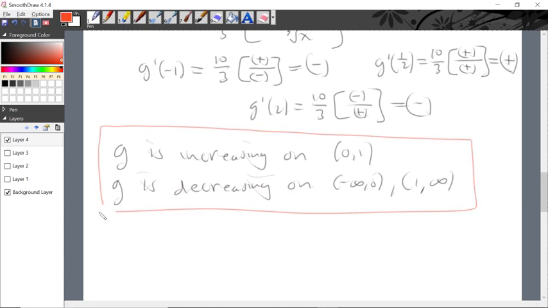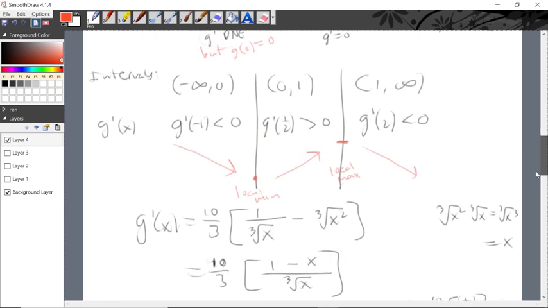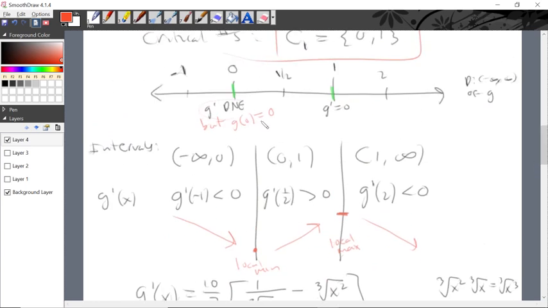We got increasing, we got decreasing. All right, just as a reminder, find the local max and local min values. That's actually asking for the y values at the min and at the max. So let's state where there is a min and where there is a max, and then let's state what those values are. We have a min at 0.